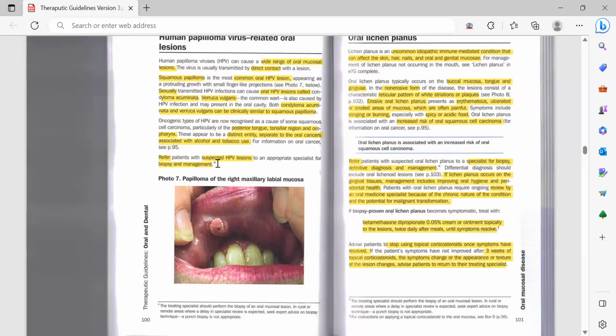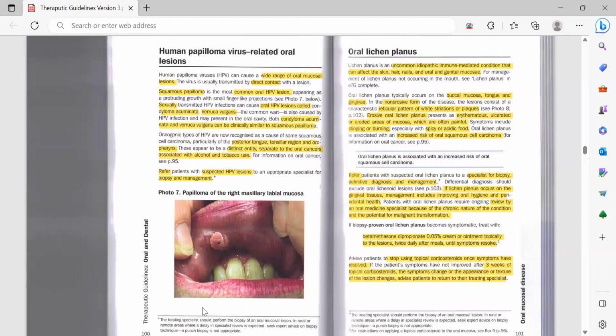And who would perform the biopsy? The treating specialist would perform the biopsy. But in rural or remote areas where there would be a delay, then you can seek expert opinion on that. And a punch biopsy is not appropriate. So you need to take either an incisional or excisional biopsy, or whatever useful biopsy type would be beneficial for that lesion. You can try that.